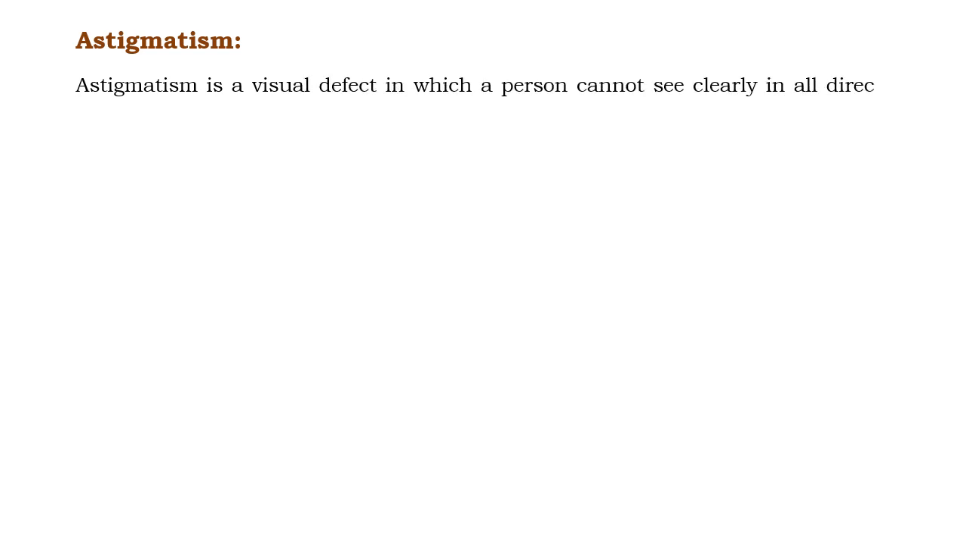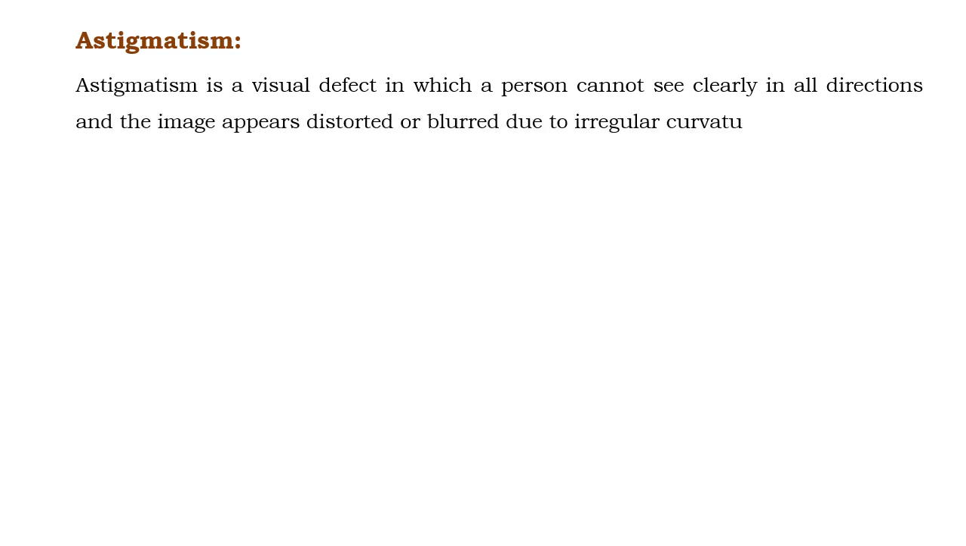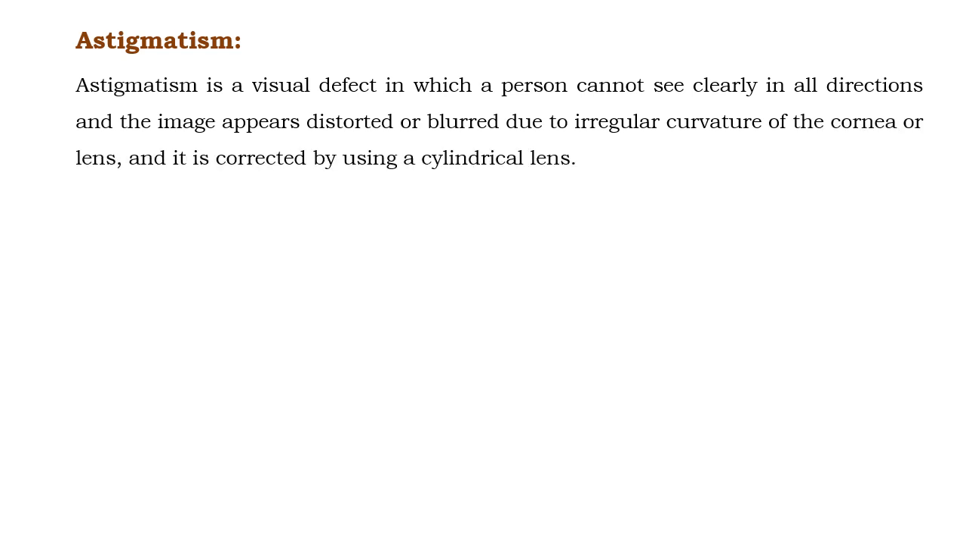Astigmatism. Astigmatism is a visual defect in which a person cannot see clearly in all directions and the image appears distorted or blurred due to irregular curvature of the cornea or lens, and it is corrected by using a cylindrical lens.